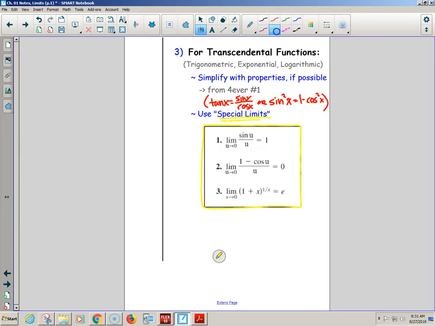So, special limits. Hey, there's a yellow box, and every time there's a yellow box, what does that mean? It's a forever card. Forever number 3, special limits. You guys have it in your flip book, but you're also going to make a forever card out of it.